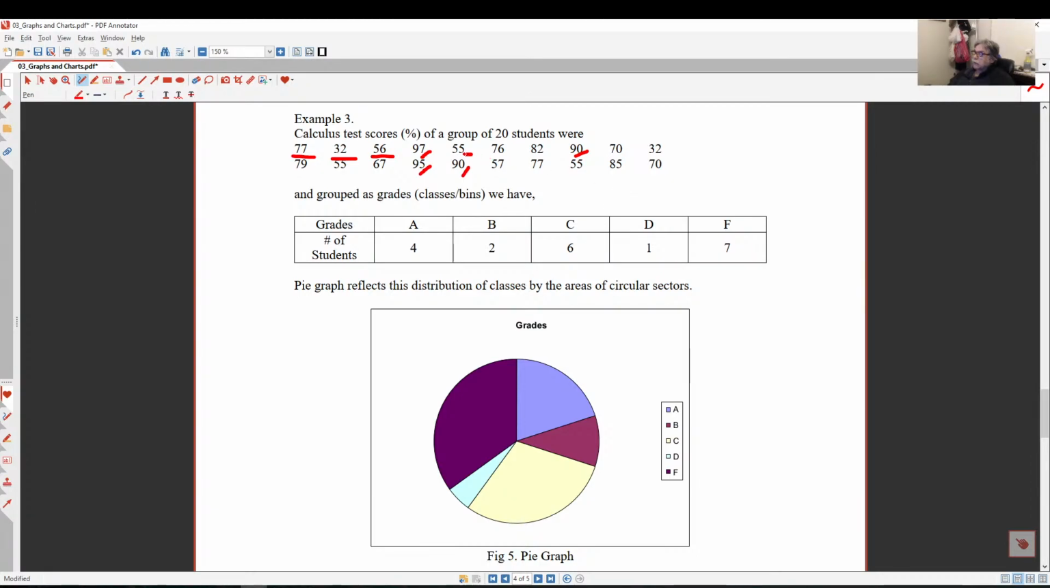Not all the same. 55, 56 is almost 57, or 55. It's almost passing, but there is another 55. There are some that are not doing so good, like this 32 and another 32%.